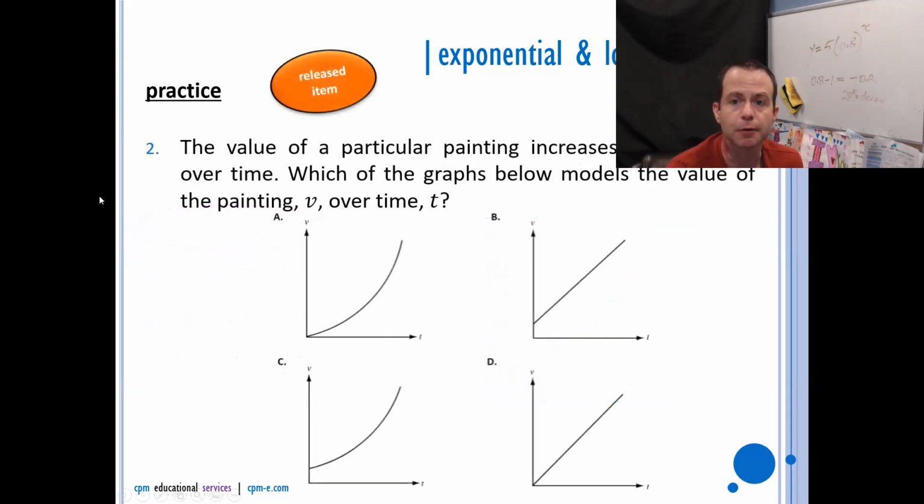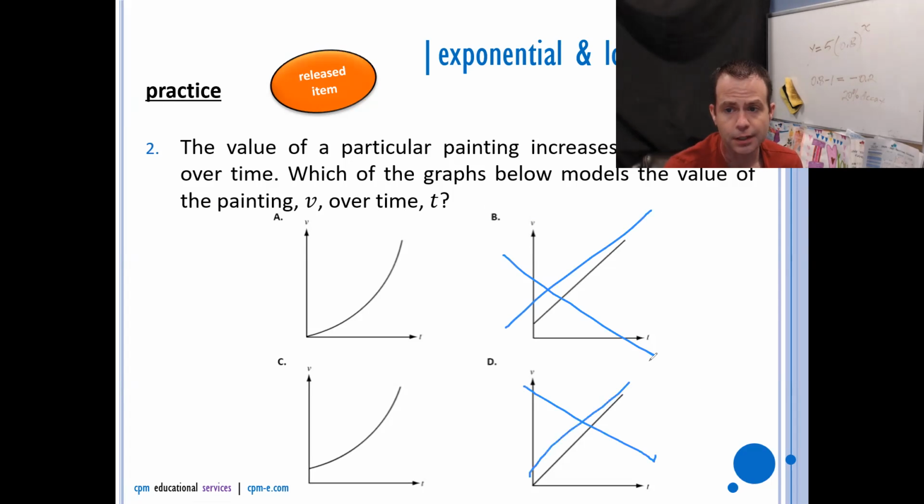Okay, the value of a particular painting increases exponentially over time. Which of the graphs below model the value of the painting V over time T? Well, it increases exponentially. So right away, I would want you to be comfortable to say this, sorry, I was just trying to change my color here. This guy doesn't work because that's a linear increase. This guy doesn't work because that's a linear increase, okay?